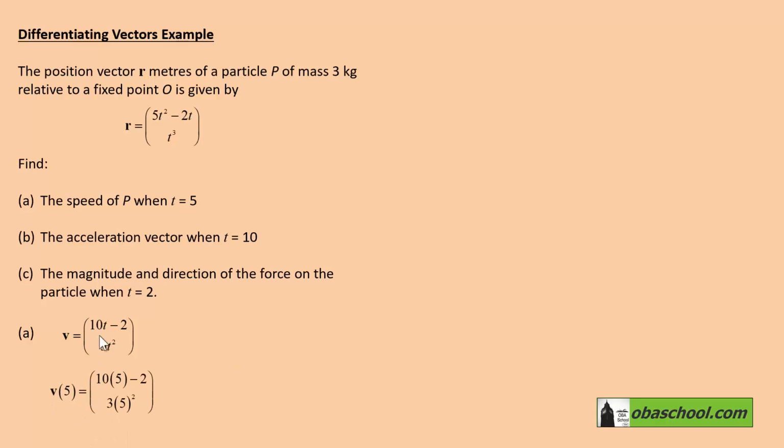V of 5 then, just substitute t equals 5 in, is 10 times 5 take away 2, and 3 times 5 squared, which gives us (48, 75). We want speed, and so we use Pythagoras' theorem to work out the magnitude of the vector, and so we have the square root of 48² + 75², which is 89.0 meters per second, correct to 1 decimal place.